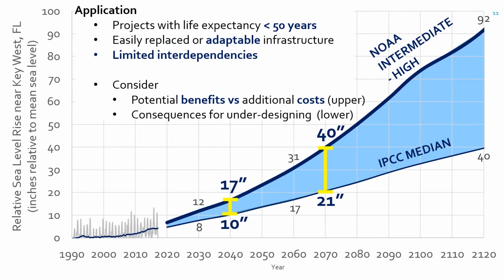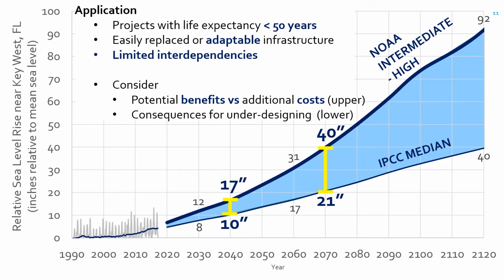How to apply the curves. First, the blue shaded zone between the IPCC median and the NOAA intermediate high curve, the two lowest curves on the Unified Sea Level Rise projection, should be used for most projects, especially projects with a life expectancy of less than 50 years, meaning they will be replaced by 2070.